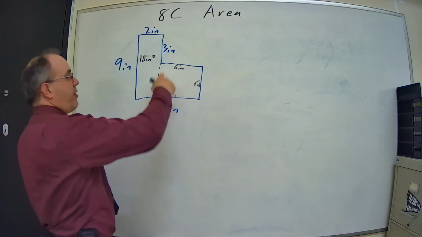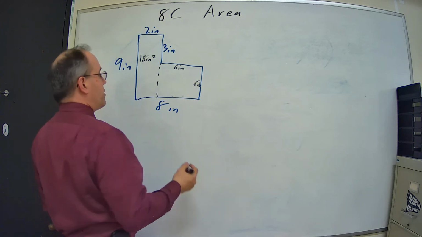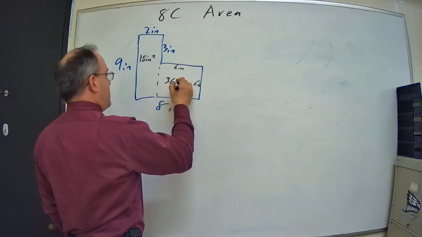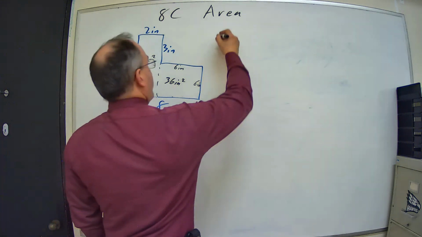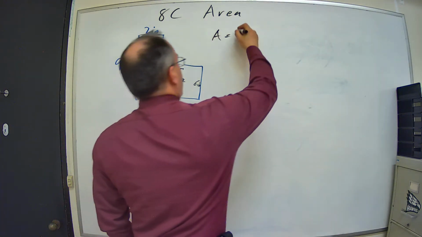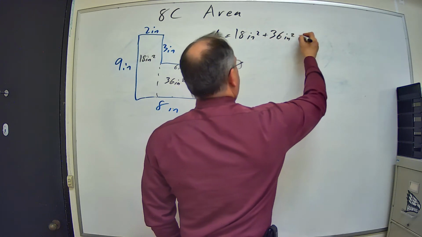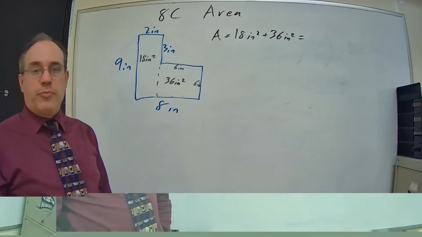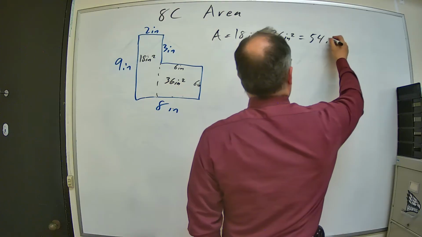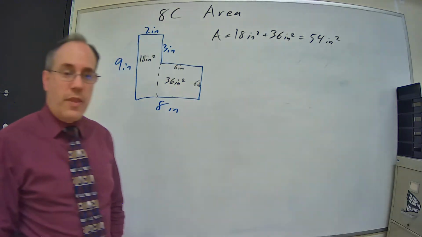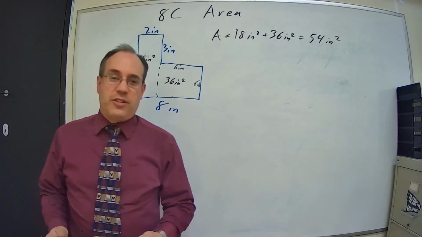So now to find the area of this rectangle, it's actually a square. 6 times 6, or 6 squared, is 36, so that is 36 inches squared. And then I can say that the area is equal to 18 inches squared plus 36 inches squared. 18 plus 36 is 54. So 54 inches squared.